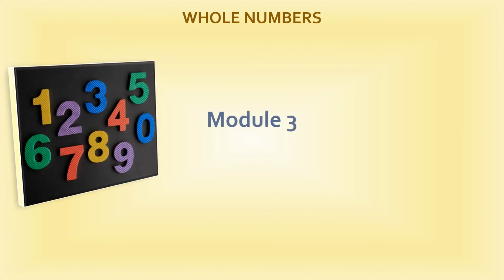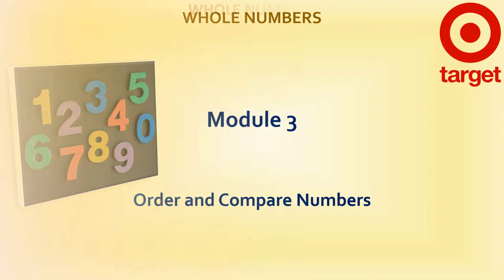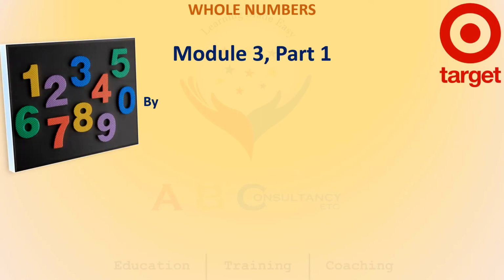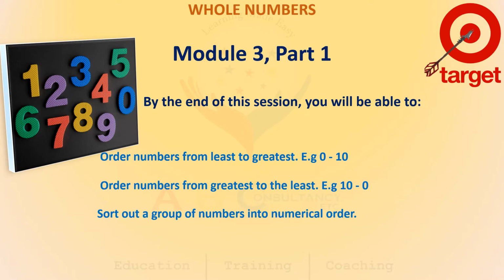Module 3. Order and compare numbers. Learning to order and compare numbers is the first step to learning other aspects of maths. By the end of this session, you will be able to order numbers from least to greatest, order numbers from greatest to the least, sort out a group of numbers into numerical orders.